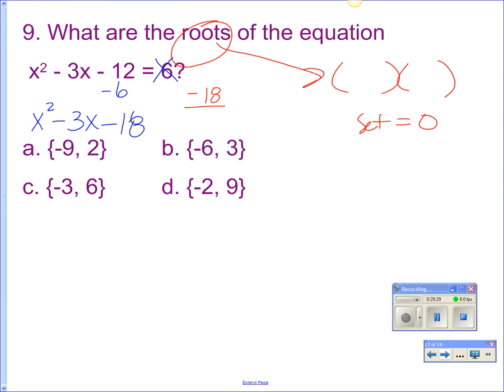9 and 2. But one of them has to be what? So we'll do negative 9, positive 2. Zach, what's another combination? Chase, what's another combination? -1 and 18. Brandon, another combination.